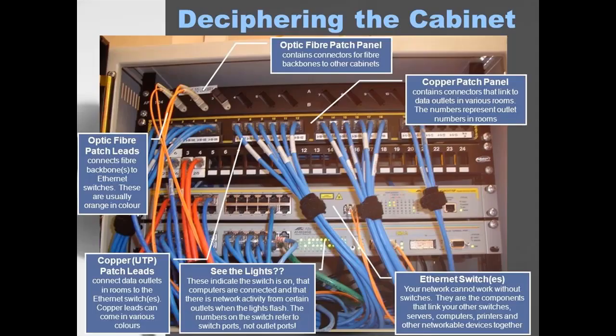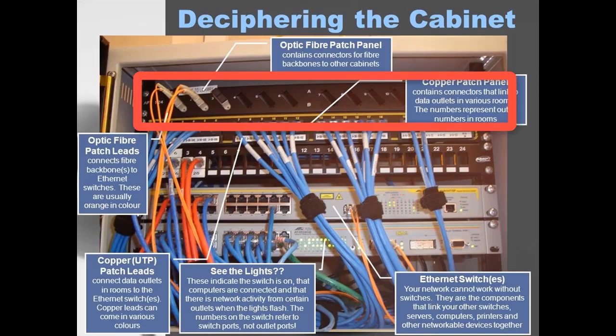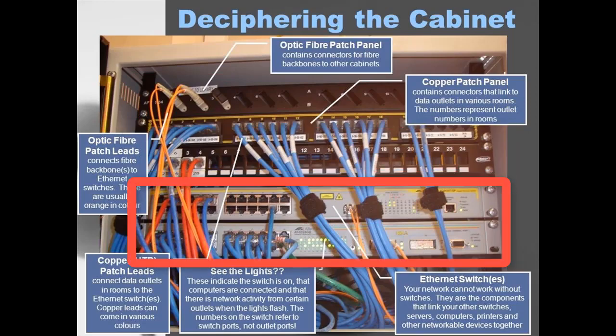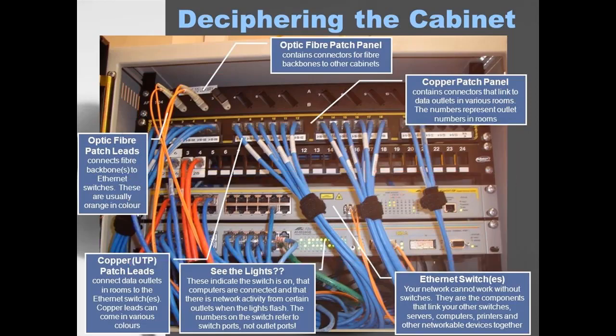Here's a picture showing the cross connect between the backbone and horizontal cabling in a school. The top shelf is the fibre optic backbone cabling coming in from another building or perhaps from the equipment room. These and the horizontal cabling patch leads on the second row coming from the classrooms hook into the switches below to link everything together.